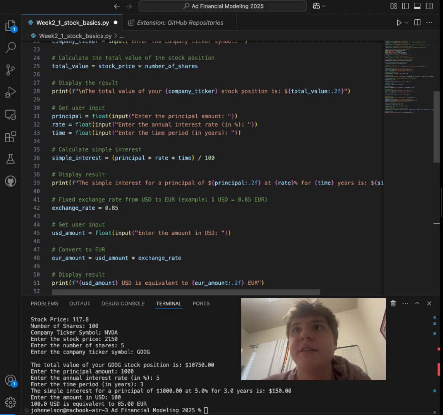Okay, so next we were asked to create a simple interest calculator that takes principal, rate, and time as inputs. So as you can see on line number 30, number sign, get user input. Principal equals float, input, enter the principal amount. Rate equals float, input, enter the annual interest rate in percentage. And then time equals float, enter the time period in years.